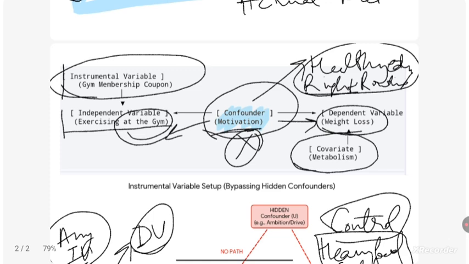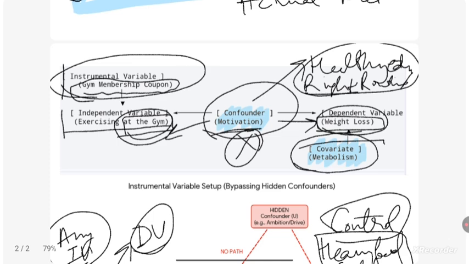So in this case, we can take a gym membership coupon as an instrumental variable. Those people who have a gym membership coupon have enrolled at a gym. Now we can say that we are confining our study to only those people who go to the gym and exercise at the gym, to study the effect upon weight loss without considering other factors which are responsible for weight loss.